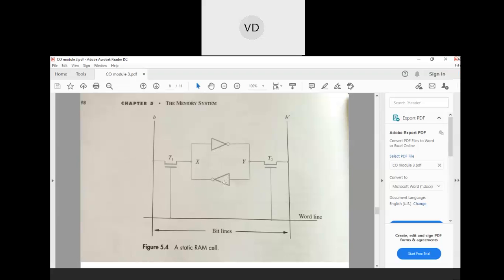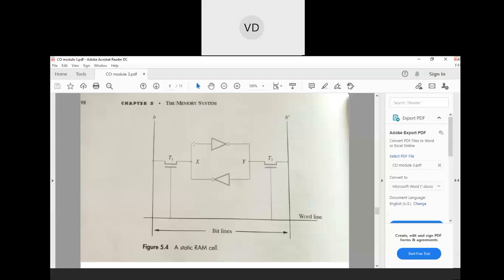Suppose you want to read the value, that time you activate this word line, meaning apply the voltage. When you apply the voltage, the transistor switches will be closed, and then you will get the value on b and b dash. If the state of this circuit is 1, then the value of b will be high and b dash will be low. If the value of this circuit is 0, then the value of b will be low and b dash will be high. In this way we read the data from this cell.